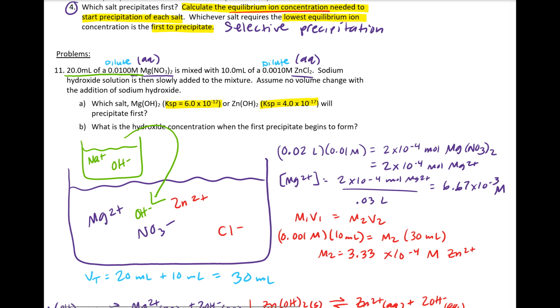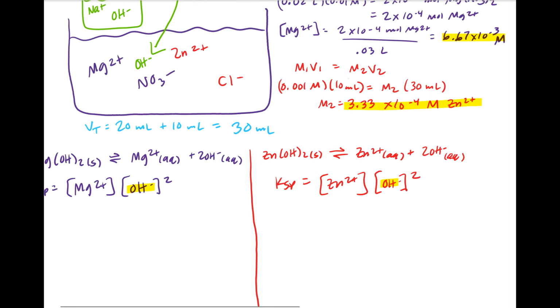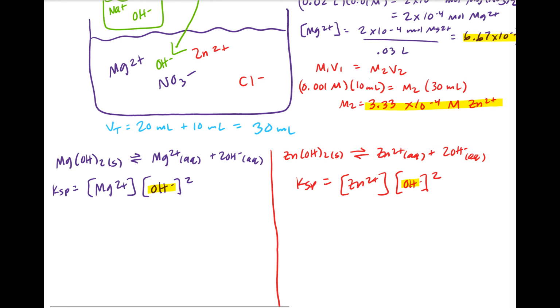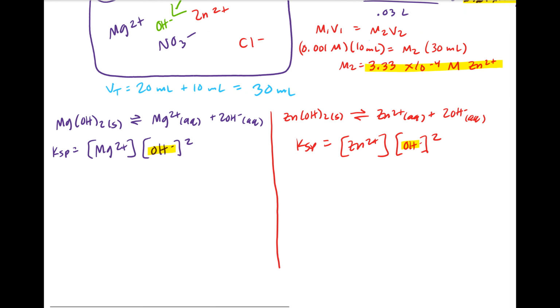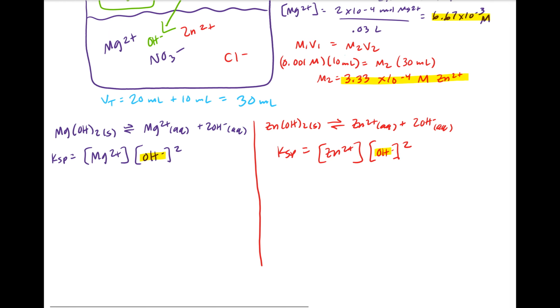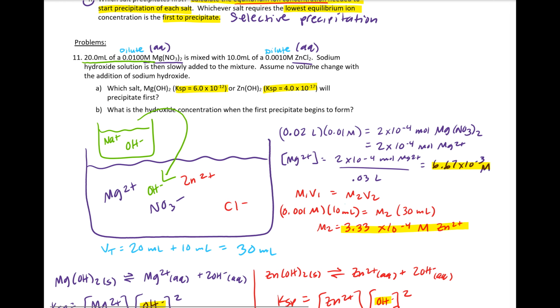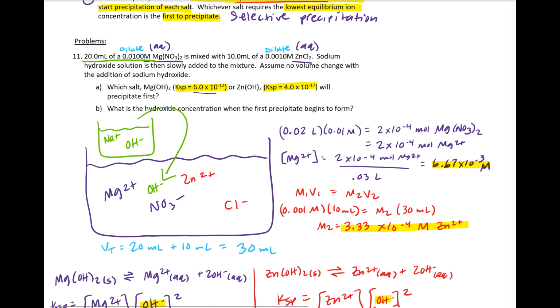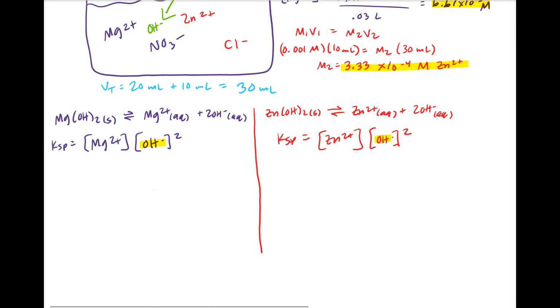Okay, so we're going to take these numbers, 3.33 times 10 to the negative 4 molar zinc, plug that into the zinc ion concentration of KSP, and then we're going to do the same thing for the magnesium, 6.67 times 10 to the negative 3. Alright, so now it becomes plug and chug and a little algebra. Plug in the KSP of magnesium hydroxide that was given to me. It is 6.0 times 10 to the negative 12.